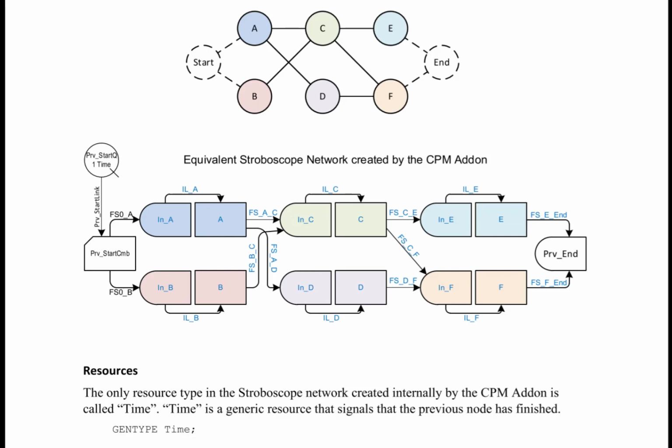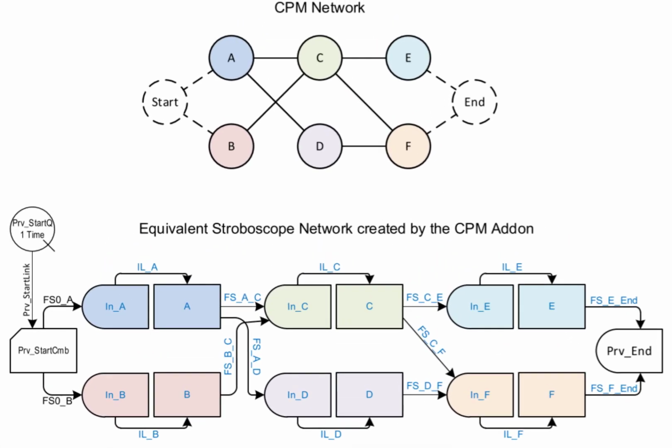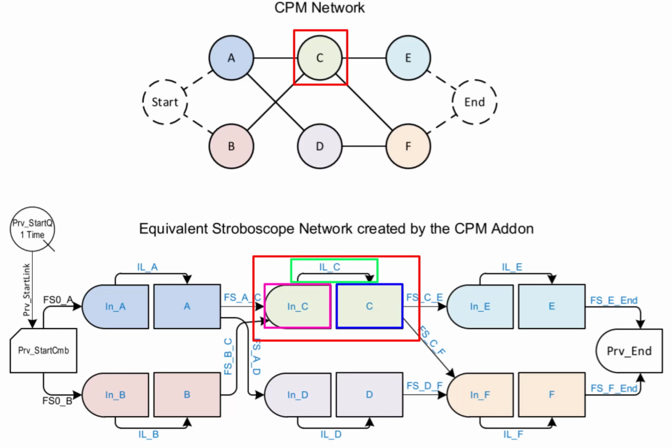The stroboscope network definition. CPM activity C is represented by 2 nodes, a consolidator named in_C and a normal activity named C. The consolidator and the normal activity are connected by a link named IL_C, which stands for internal link for activity C. The resource that flows through that link is time.